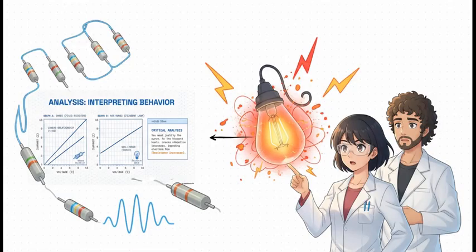Now, this is where things get really interesting. A component's behavior isn't always constant. A standard fixed resistor, it follows Ohm's law perfectly, giving us that nice, straight, linear graph. But look at the filament lamp. As it gets hot, its atoms start vibrating like crazy, making it way harder for electrons to get through. So its resistance actually goes up, creating that classic nonlinear curve.